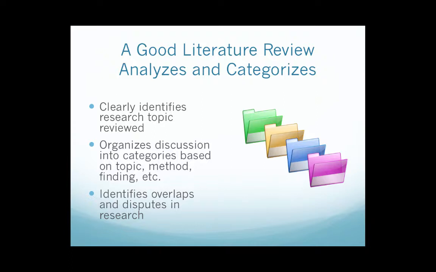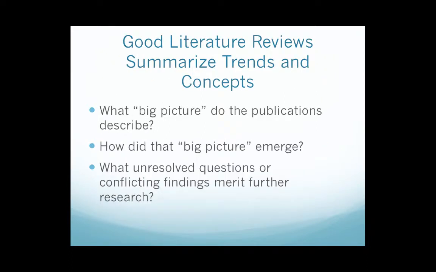It begins by clearly identifying research topics reviewed and then presenting an organized discussion of categories based on topic, method, finding. The writer draws on the analysis of the publications to identify overlaps and disputes in the research. A good literature review summarizes trends and concepts. What big picture do the publications describe? How did that big picture emerge? And what unresolved questions or conflicting findings merit further research?